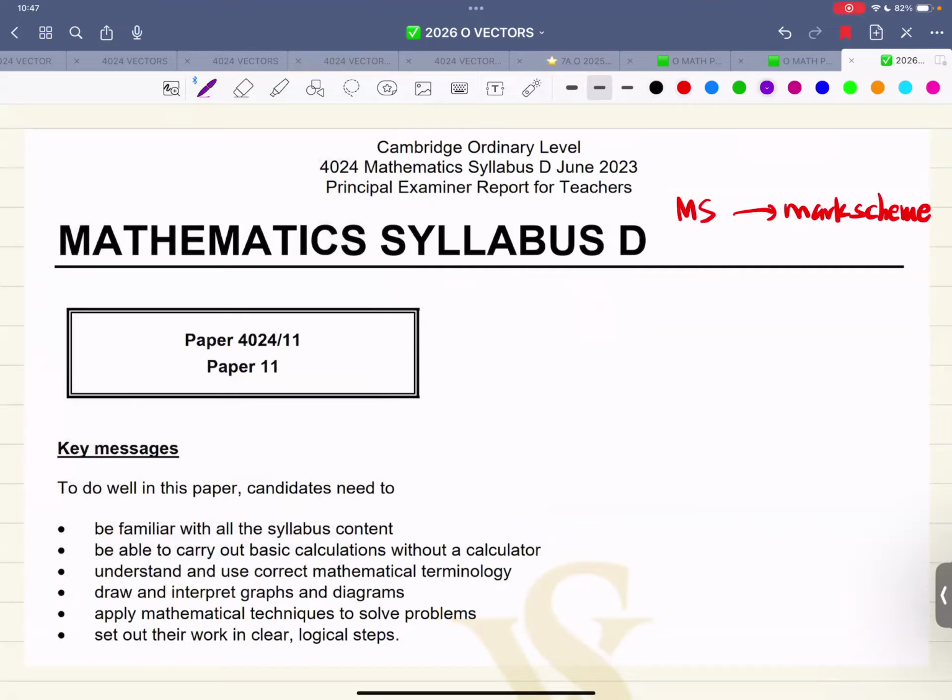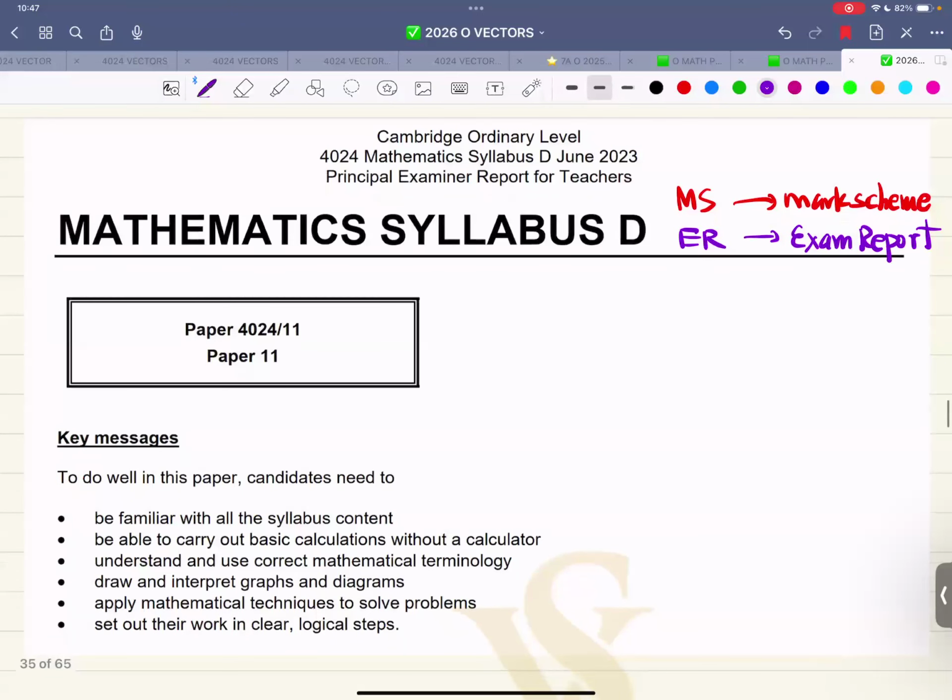In A-level maths, it's a bit more elaborate, but in O-level maths, it's very short. The other one is ER, that is exam report. And this is something very, very important. So now, before we move ahead, let me read out some important messages because the examiner wants you to understand where will the marks be awarded and where will the marks be cut. So, what are the do's that the examiner is asking you to do, and what are the don'ts?